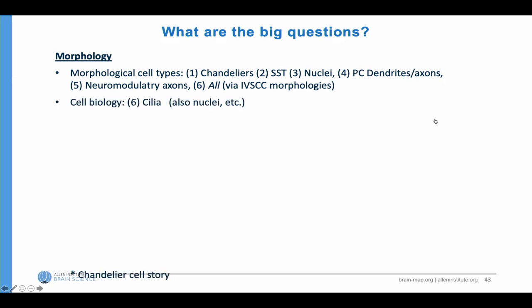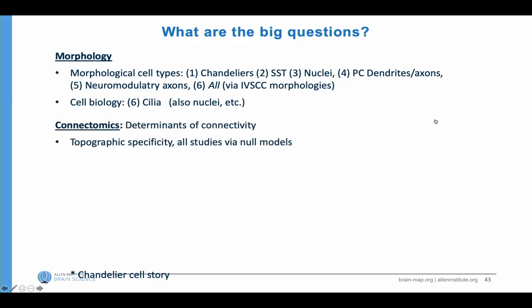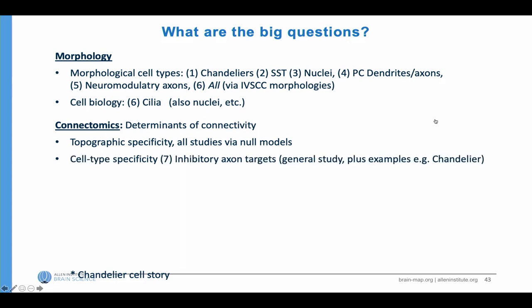And there's cell biology. Who thought that would be sort of perhaps the last word on cilia in neurons in the cortex? Connectomics, the determinants of connectivity, topographic specificity. That's so routine and simple in a way, and we have good models. It really becomes part of all studies by building null models of which neurons are nearby. You saw some of that in Casey's part of the talk yesterday. Cell type specificity, this huge category.